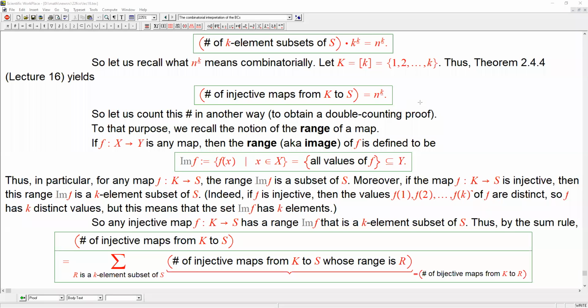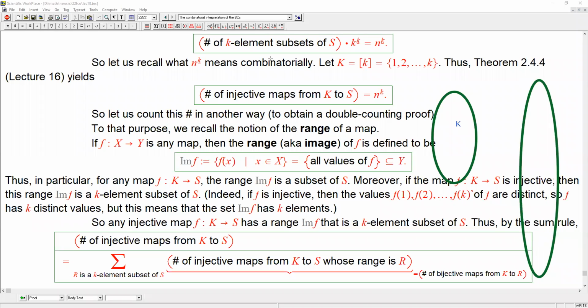So let's say this is K. And let's also say this is S. And let's have an injective map. Where are the arrows in Zoom again? Here, I guess. Nope, these are the wrong arrows.